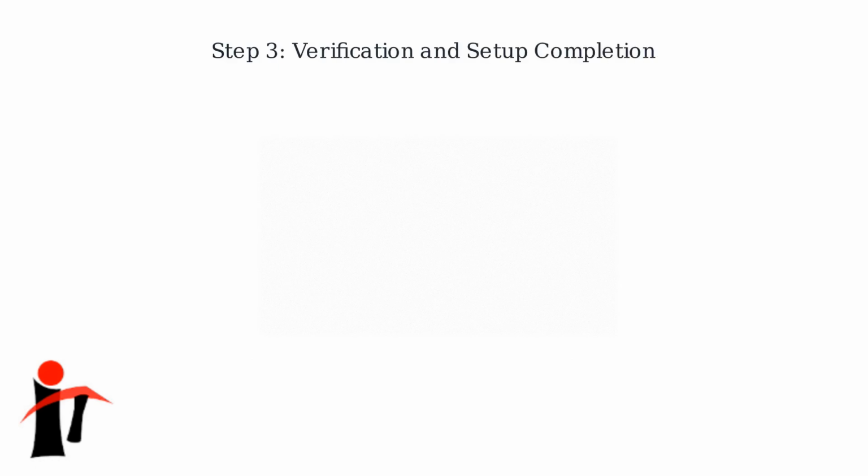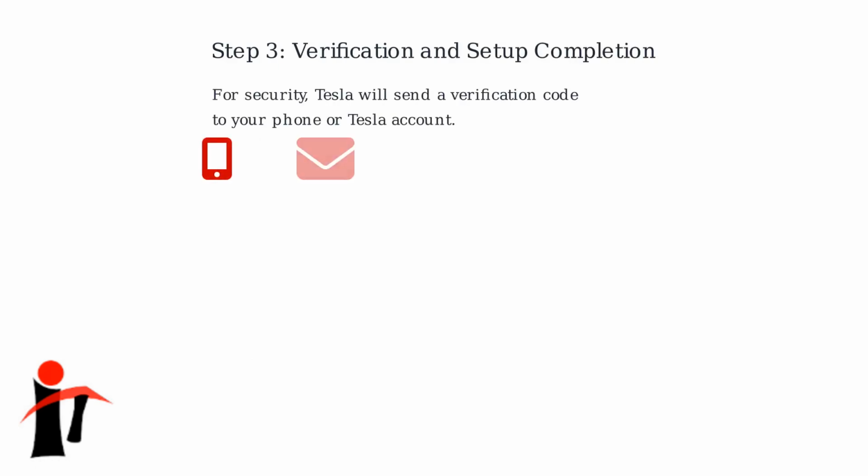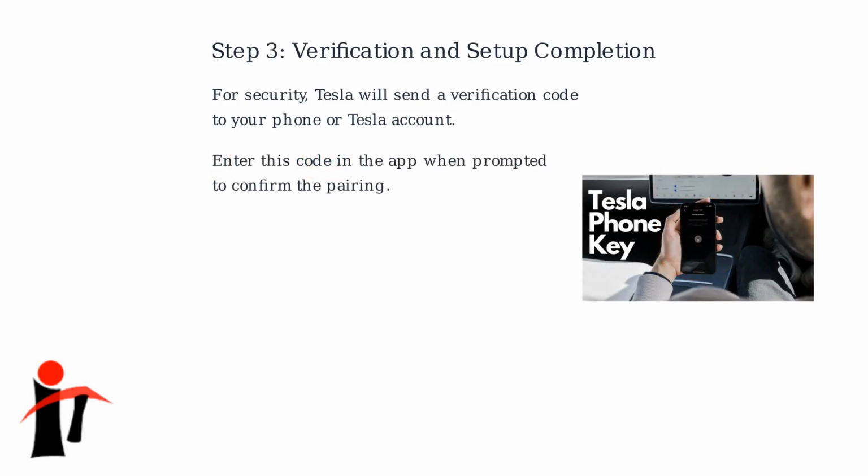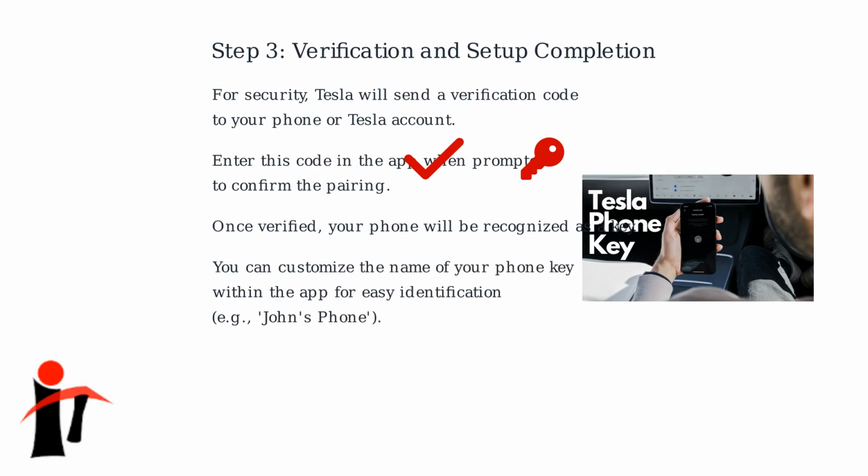For security, Tesla will send a verification code to your phone or Tesla account. Enter this code in the app when prompted to confirm the pairing. Once verified, your phone will be recognized as a key. You can customize the name of your phone key within the app for easy identification, such as John's phone.